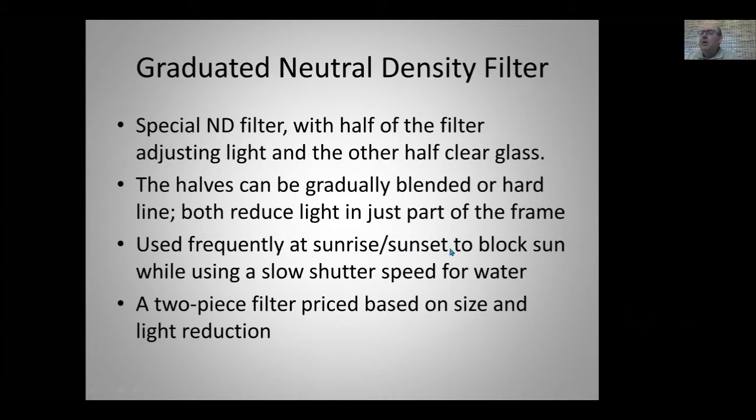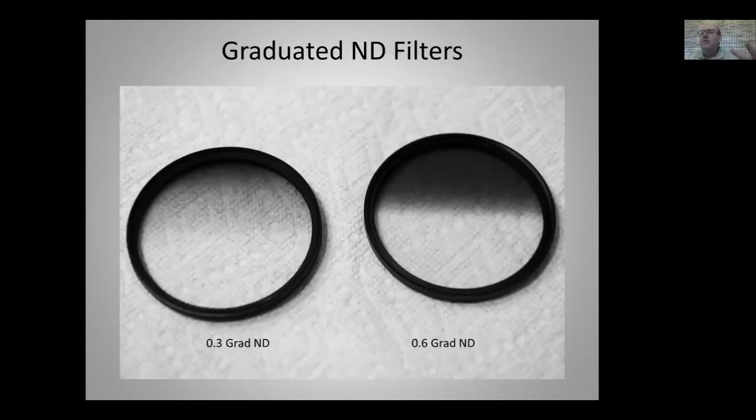Very commonly used at sunrise, sunset to block the sun while using a slow shutter speed for water. It's a two-piece filter. It's based on size and light reduction. And it's one of those that would be my second filter to buy. So polarizer first, and then a graduated neutral density filter. Okay, here's a couple. Same kind of a deal, gives you a pretty good concept.